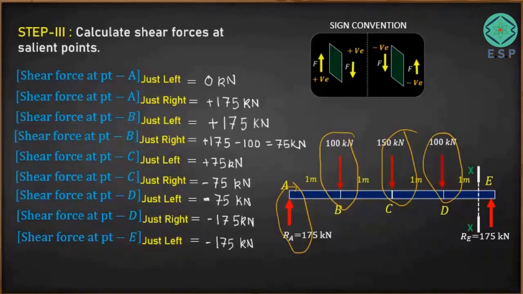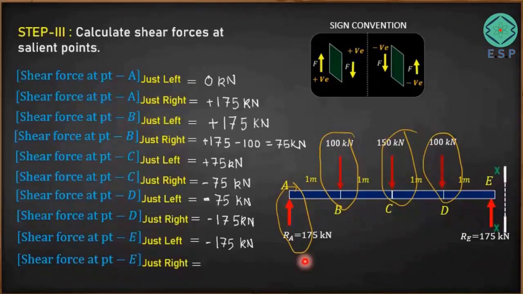Okay, now we'll move this reference plane xx to just right of the point E, like this. Now when you go to just right of the point E, one additional force is going to come into the picture, and that additional force is this one, that is 175 acting in the upward direction. Upward means positive and downward is negative. So minus 175 plus 175, so the entire value is going to be 0 kilonewton.